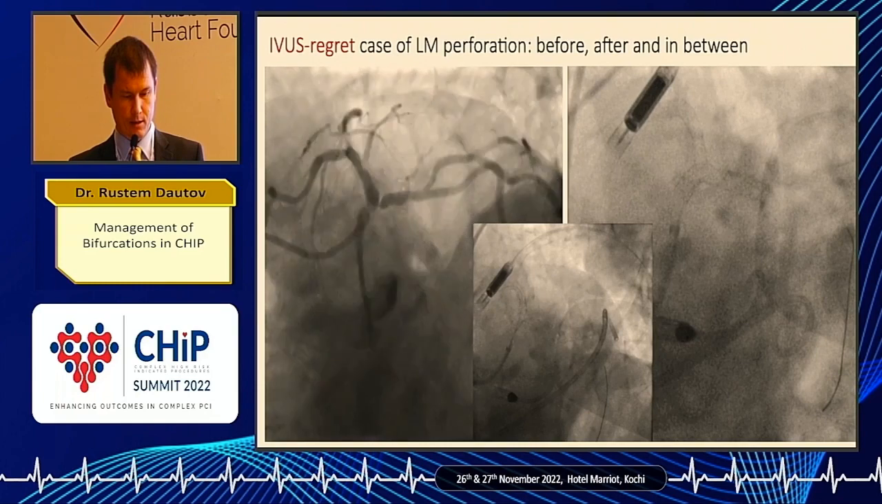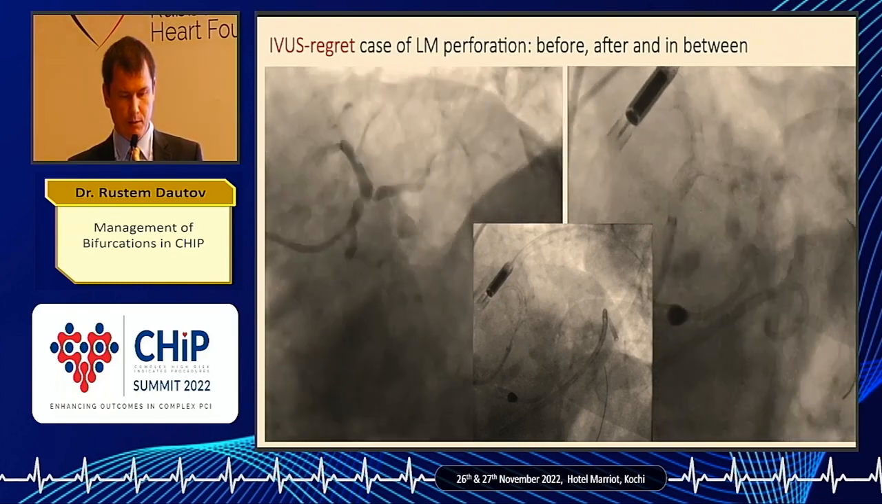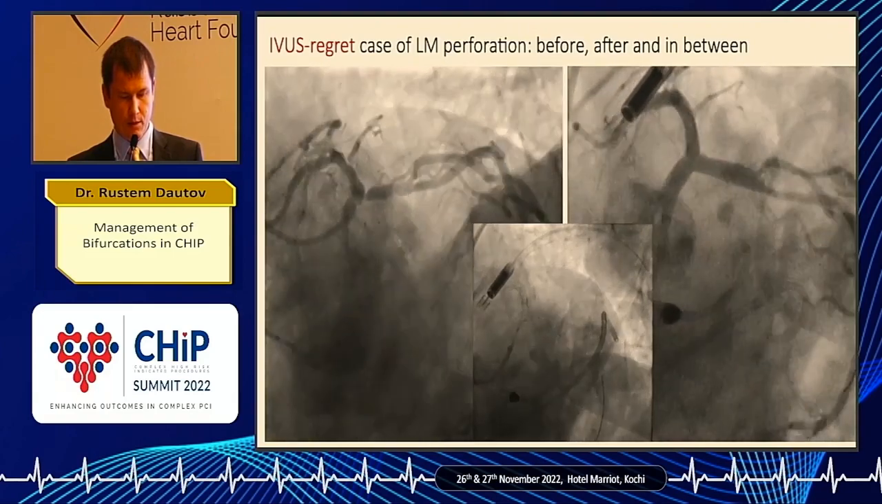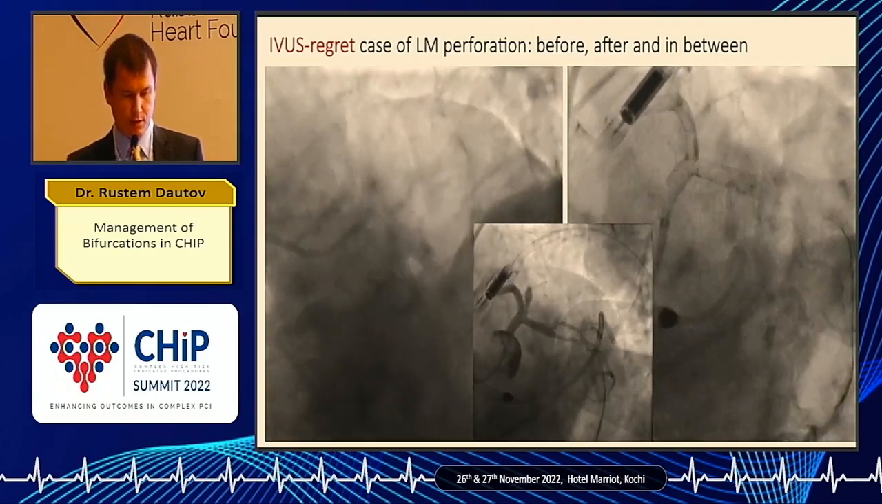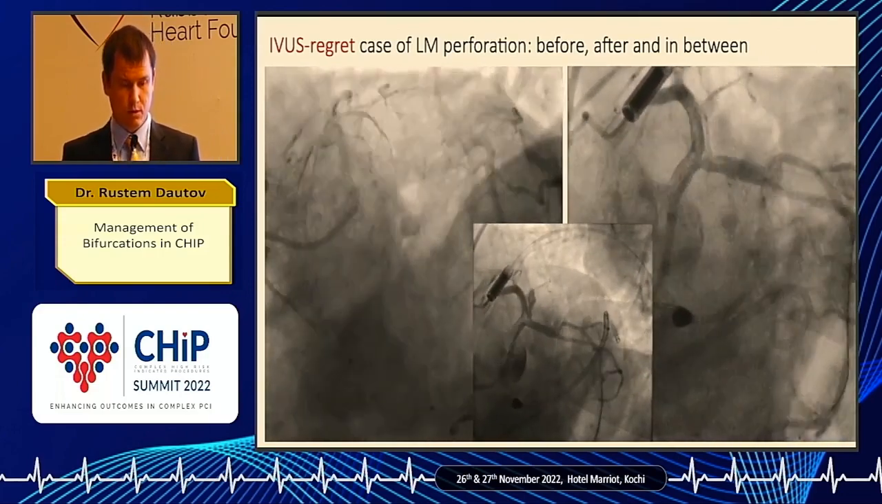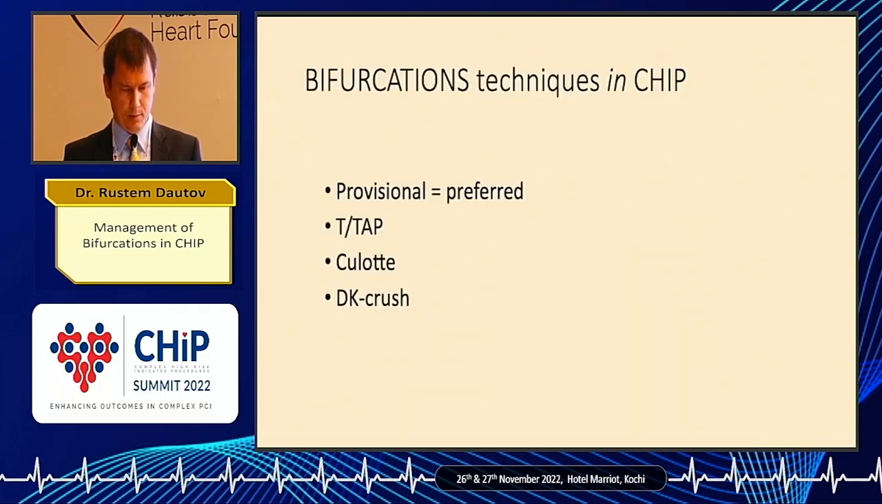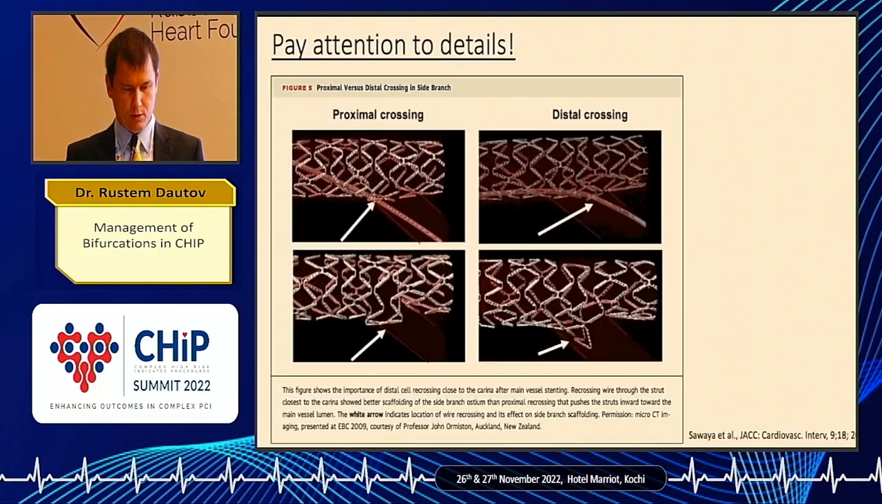In this case that I did in my first year after fellowship, where I perforated the left main and put a papyrus stent and did fenestration of that, no imaging was used. So that's called IVUS regret. And of course, as mentioned, in my practice I try to do provisional if it's possible. So I'll go through a few cases. In provisional, obviously, you have to wire a distal strut if possible.